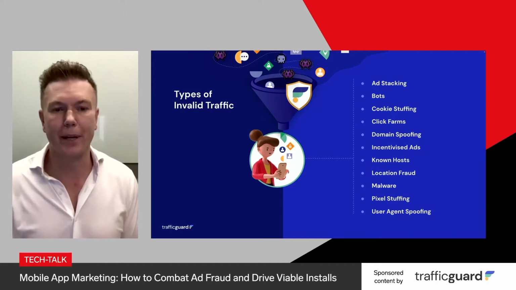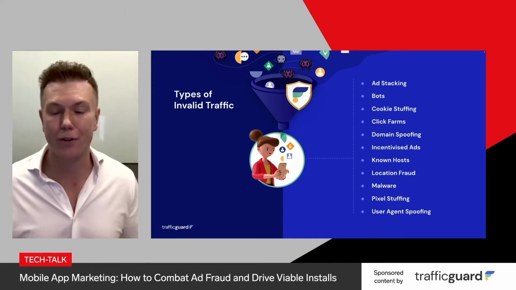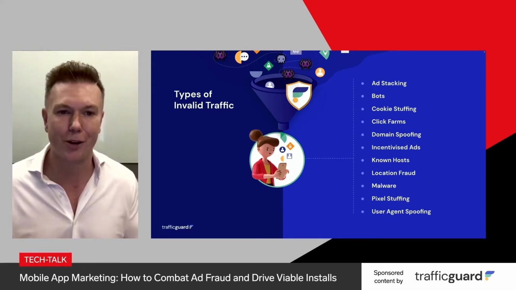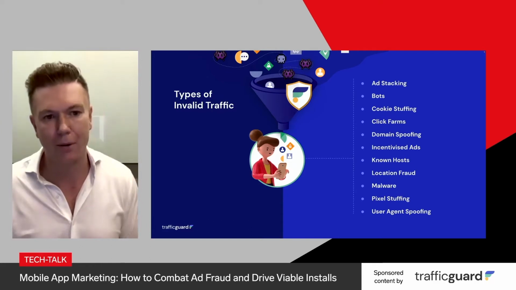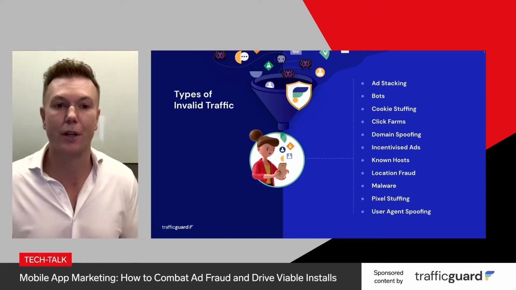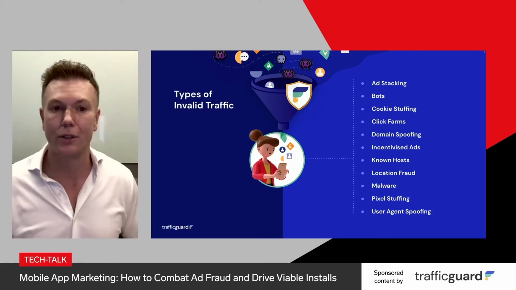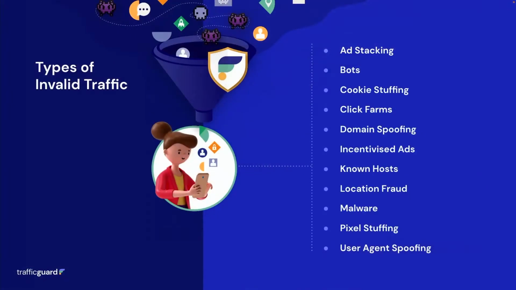We've only got 30 minutes together, and there's so much ad fraud out there, which I've hopefully already showed you, that we could talk about this for hours. But I thought it would be useful to give you some quick and easy examples. On the page here, you'll see just a little snapshot of all the horrible different kinds of ad fraud that TrafficGuard sees on a daily basis. Things like ad stacking, bots, cookie stuffing, click farms, domain spoofing, incentivized ads. There are so many different kinds of fraud and invalid traffic out there.